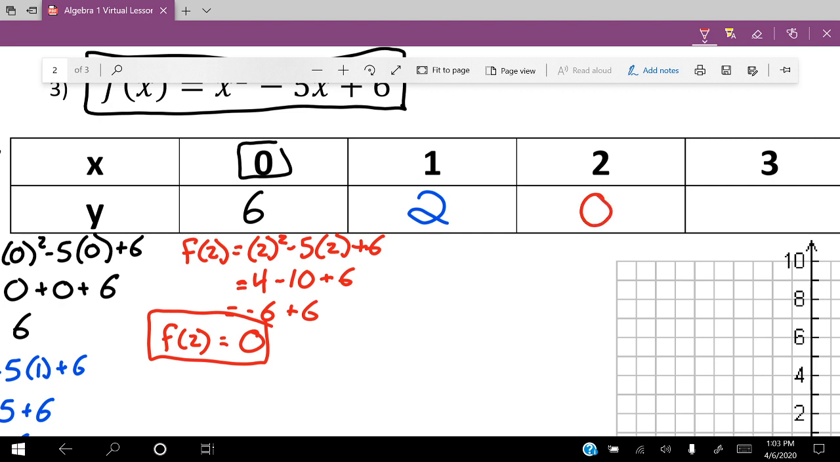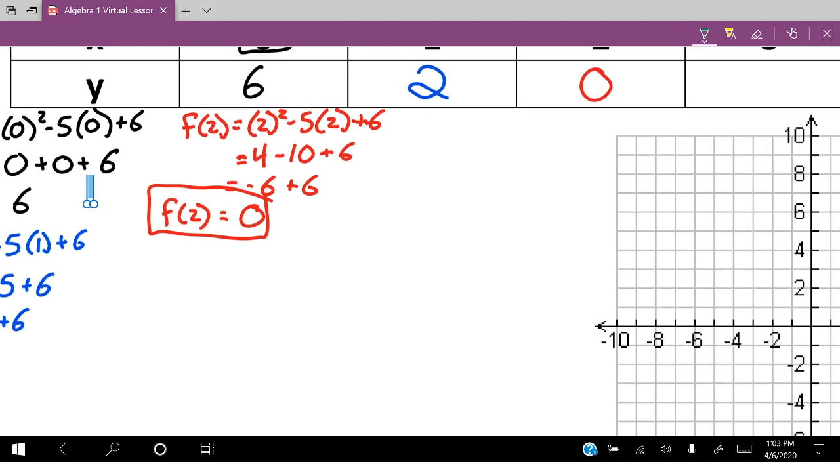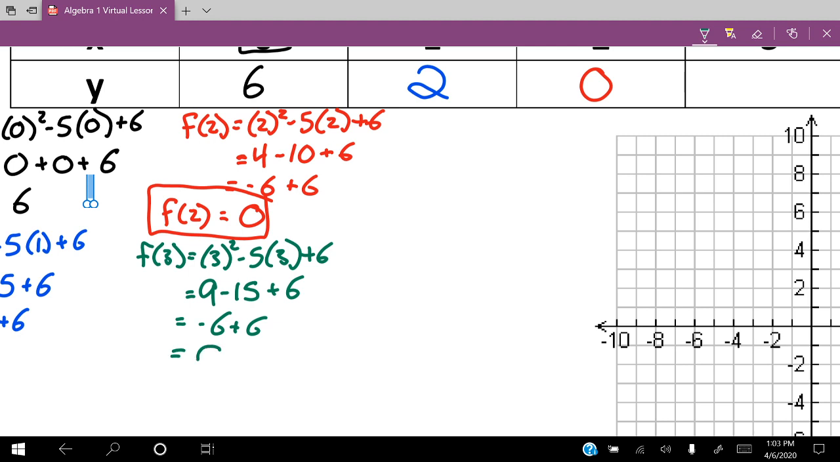All right, I'm going to plug in 2 more numbers, finish this one up. So let's choose green for this one. Going to plug in 3. So f of 3, x squared, so 3 squared, minus 5 times x, 5 times 3, plus 6. 3 squared is 9. Negative 5 times 3 is minus 15. 6 gets carried down. 9 minus 15 is negative 6. Negative 6 plus 6 is also 0.